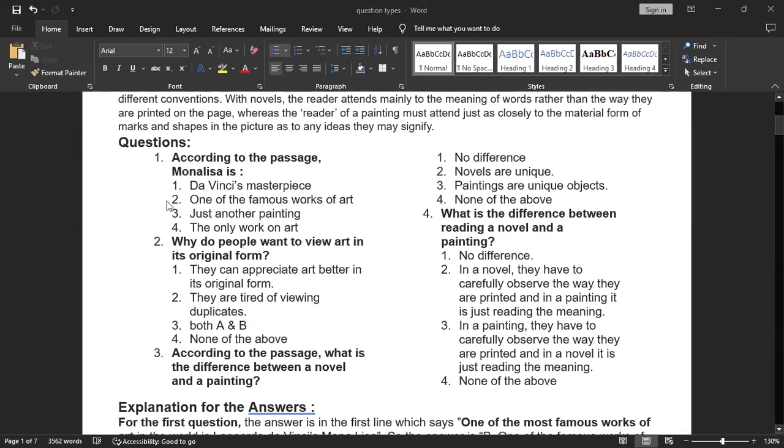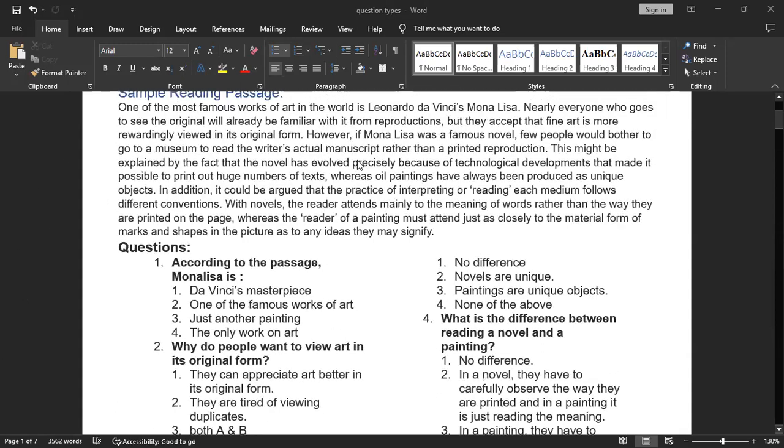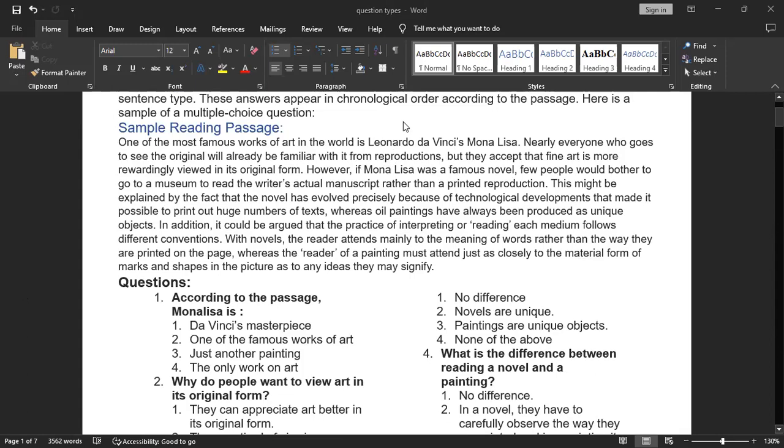Which you all answered correctly. Da Vinci's masterpiece could be chosen by some, but here it didn't talk about any sort of masterpiece. Okay?